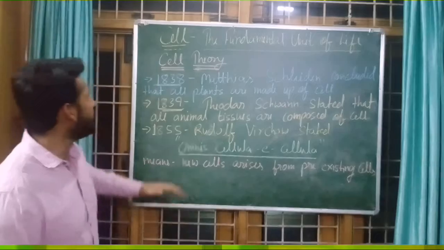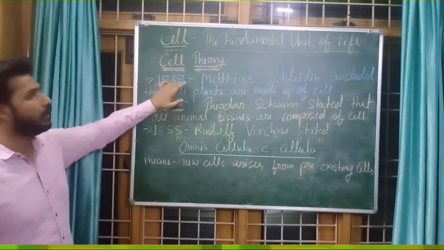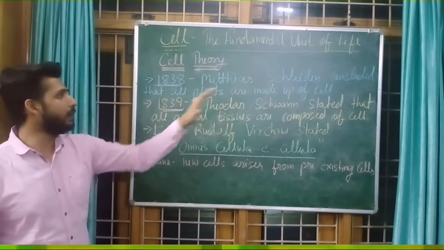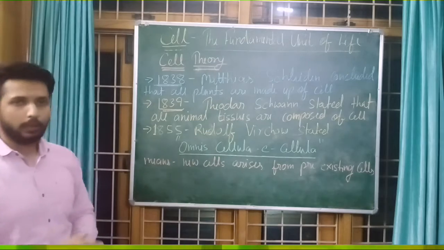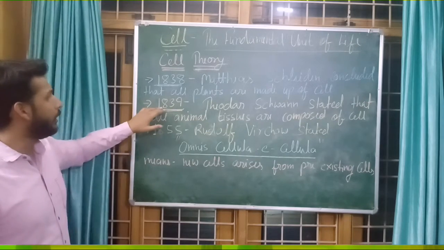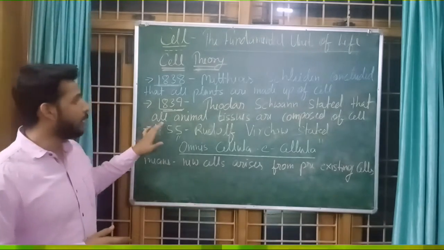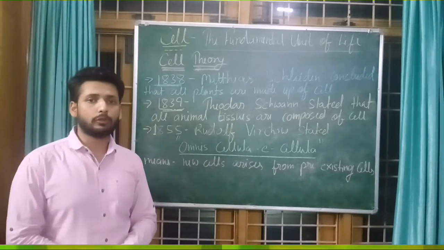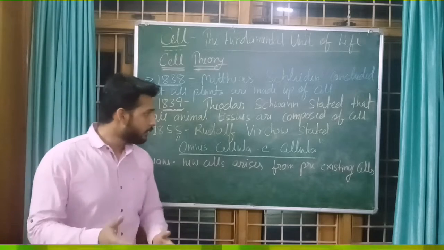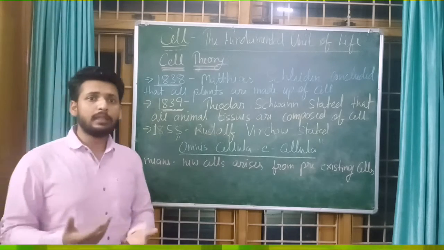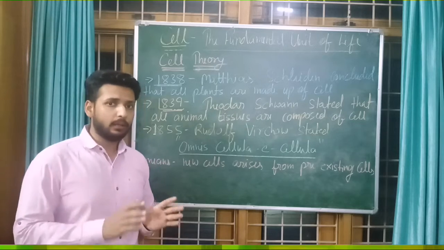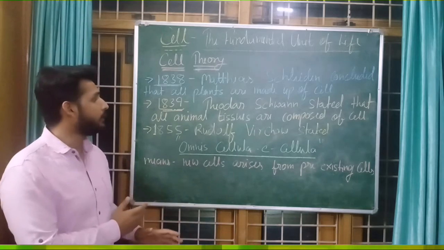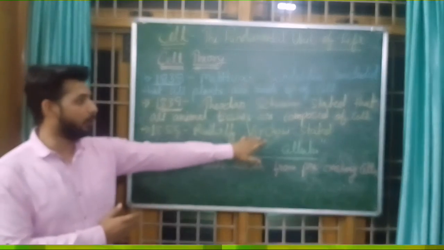So here we can see in the year 1838, Matthias Schleiden concluded that all plants are made up of cells. Next, in the year 1839, Theodor Schwann stated that all animal tissues are composed of cells. These are the two scientists who gave the cell theory, and there was another scientist, Rudolf Virchow.